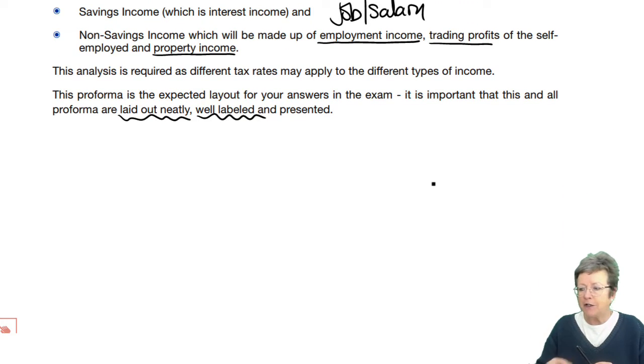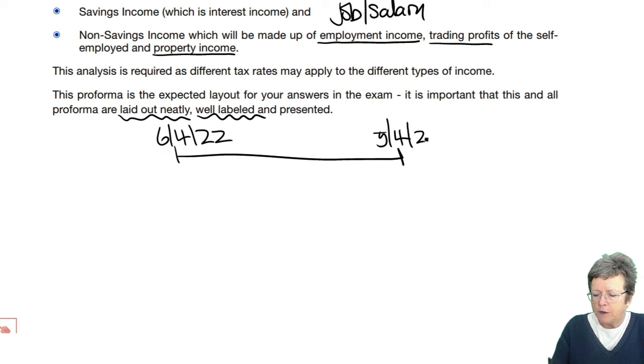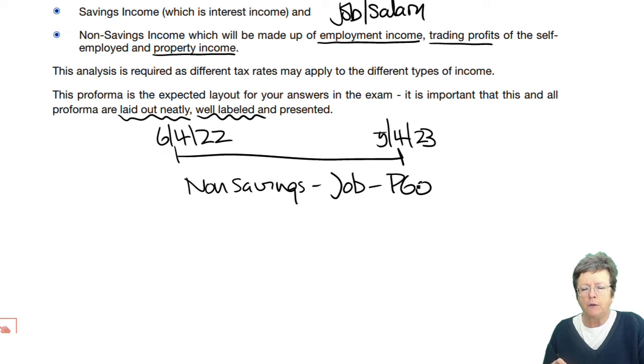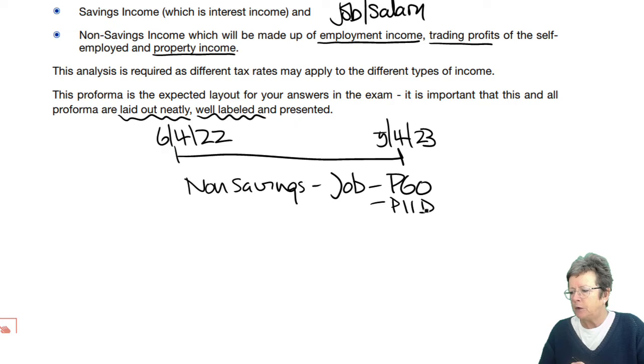We mentioned that a tax year runs from the 6th of April to the 5th of April, and we're doing 22 to 23. For non-savings income, if you've got a job, then you will get a form P60. You'll find that in the self-study admin section. That will show all the income that you've received in the year and the tax that's been deducted. There will also potentially be a form P11D, and again you will find that in the admin chapter for individuals.